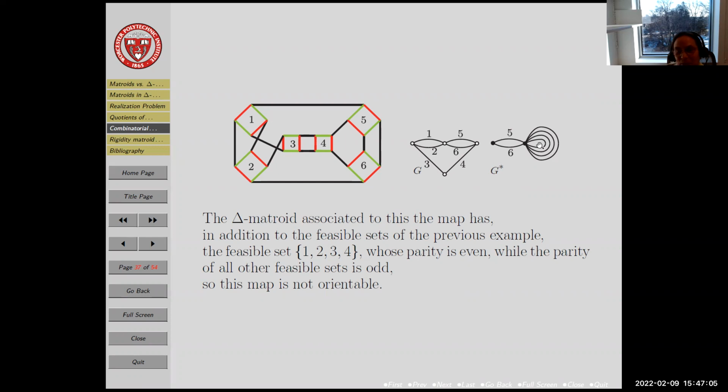My graph and my dual graph actually are the same as before, but I get this feasible set of size 4. So I know my map is not on an orientable surface. Again, this distinguishing feature came not from the graph that was embedded or the graph of the geometric dual. The Delta-matroid information gives me the fact that these were both embedded. Not only are they geometric duals of each other, but they were embedded on a non-orientable surface.